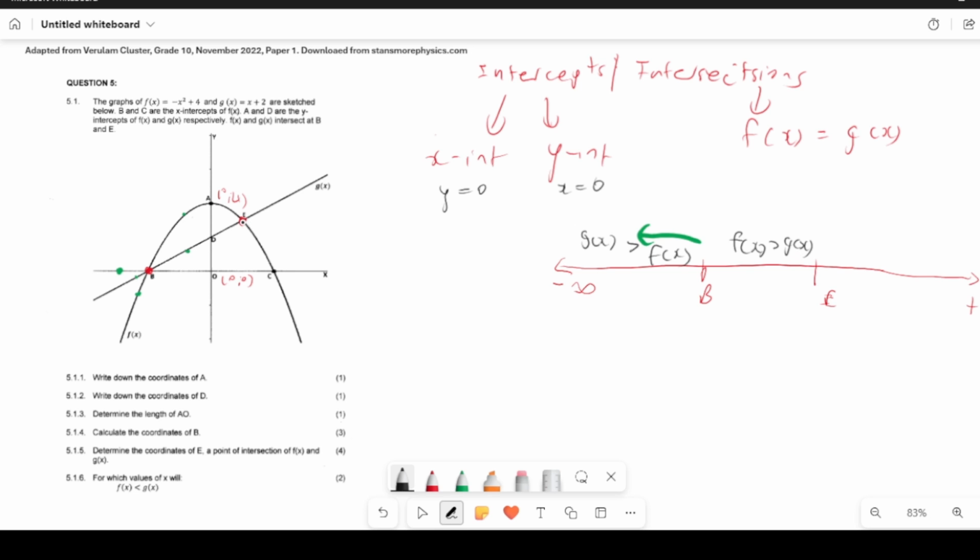However, if we go towards the right of e, we see that we begin to output values where g is greater. The y values of the g of x graph are greater than the y values of the f of x graph, because you can see the graph is lying above. And so therefore, this is also a solution, where g of x is greater than f of x.